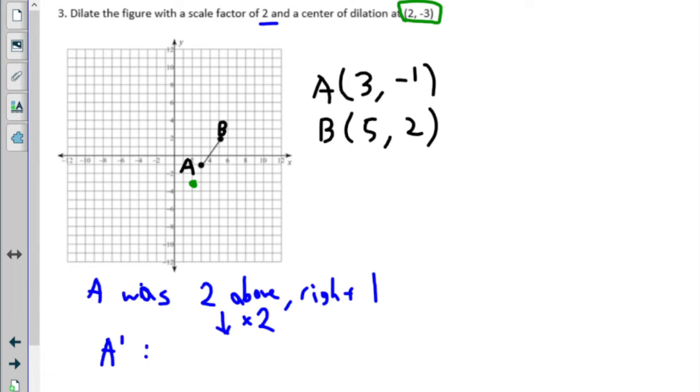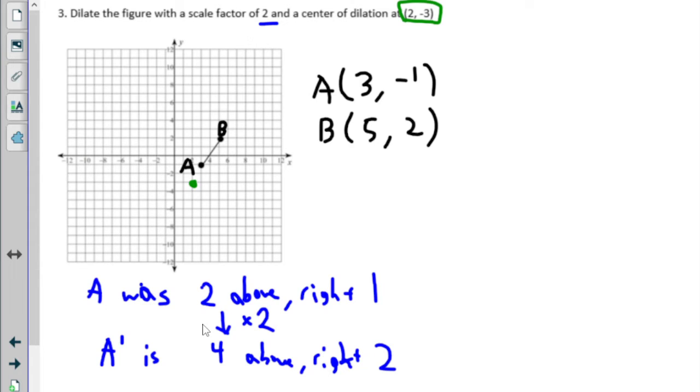So A prime is, multiply these by 2. Instead of 2 above, now we're 4 above. Instead of to the right 1, now we're to the right 2. Notice the coordinates aren't going to be a 4, 2. My distances are going to go 4 above and to the right 2. That's the tricky part of this. Keep your distances separate from where are the coordinates.